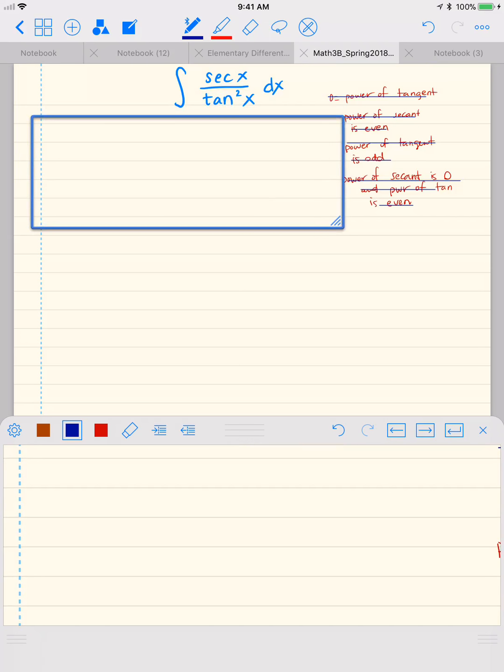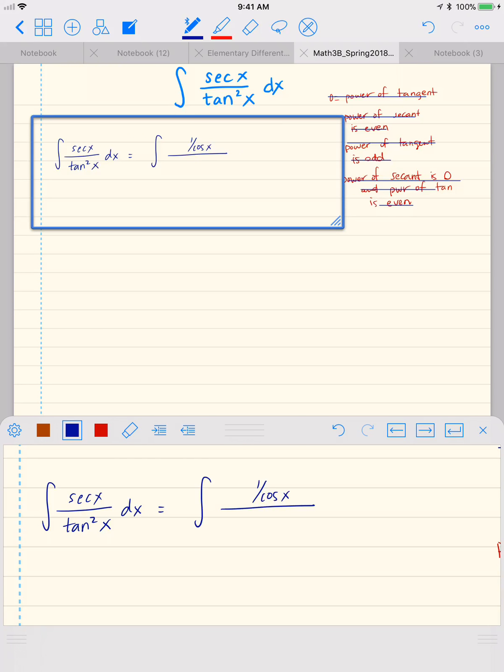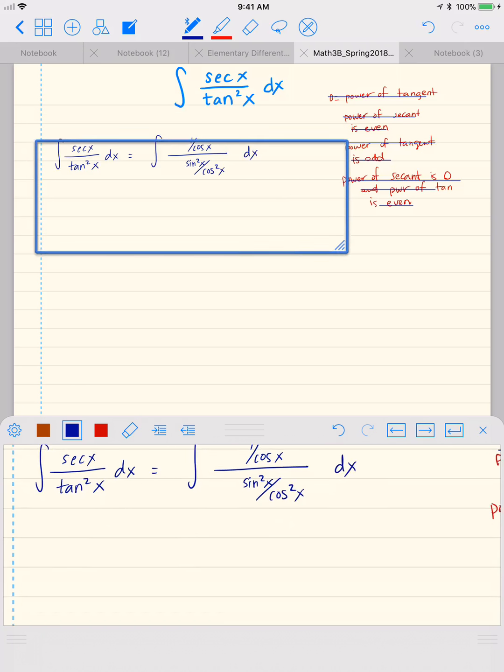So let's go ahead and do this. If you have the integral of secant x over tan squared x dx, we can rewrite this as 1 over cosine x, because that's the identity for secant of x, and tangent squared of x is going to turn into sine squared x over cosine squared x. And all of this is dx.